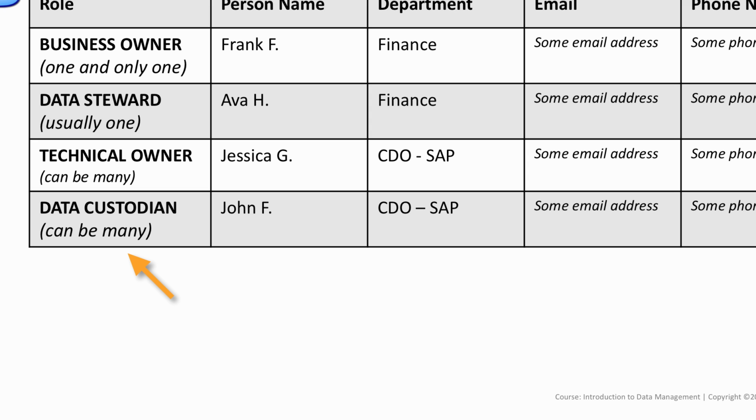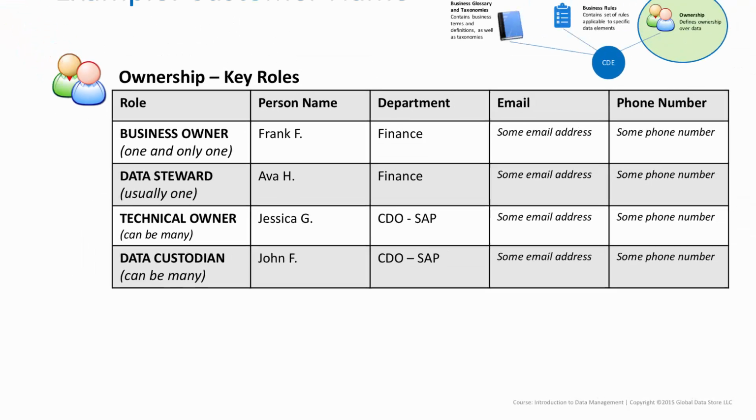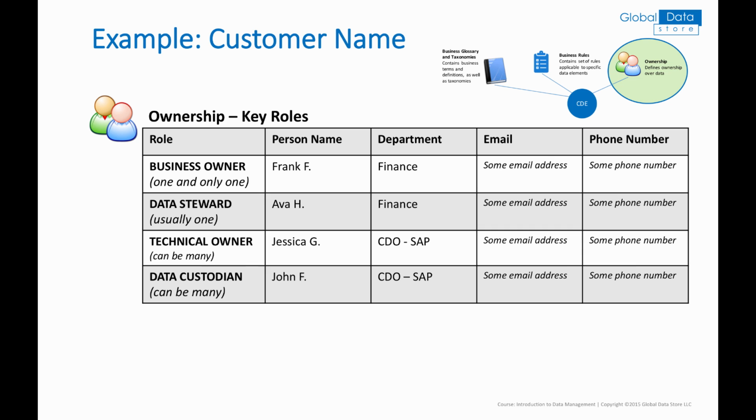By definition, the data custodian is responsible to enforce standards for a critical data element, in this case customer name CDE, for a particular system. Accordingly, if customer name has multiple representations across several data systems, the data custodian role will be assigned for each system.